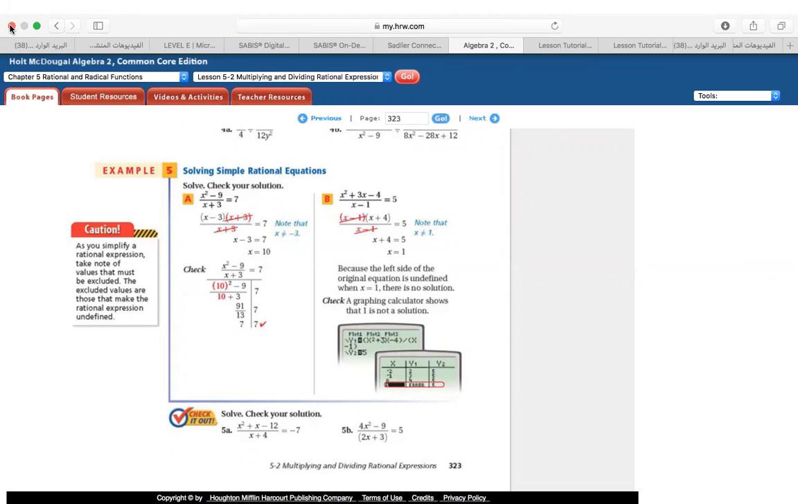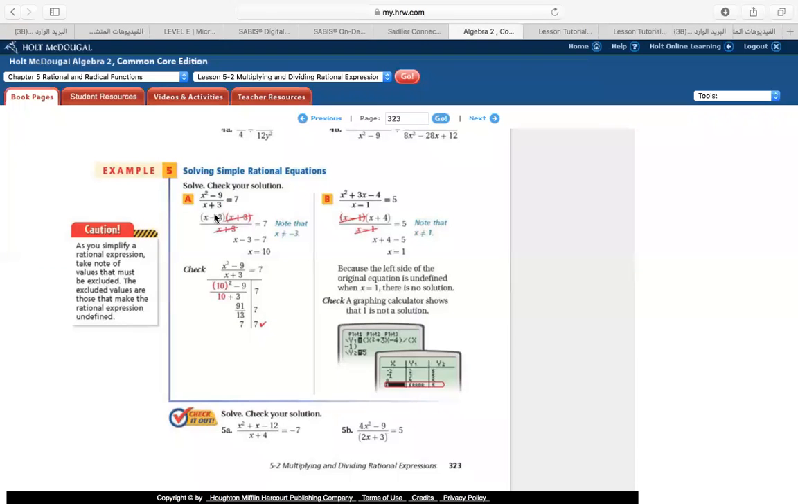Okay, girls, we have here another example, solving simple rational equations. Solve. When I find solve, solve means find the value of x. Find the value of x. So x squared minus 9 over x plus 3 equals 7. So what I'm going to do, I'm going first in the numerator to factor. X squared minus 9 is difference between two squares. So I'm going to factor it into x minus 3 and x plus 3. And I'm going to cancel up and down x plus 3. So left for me, x minus 3 equals 7.